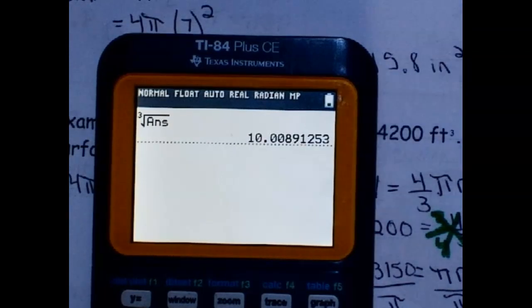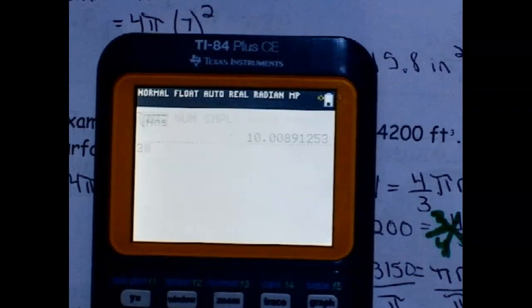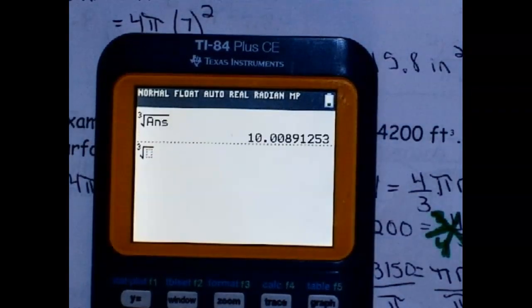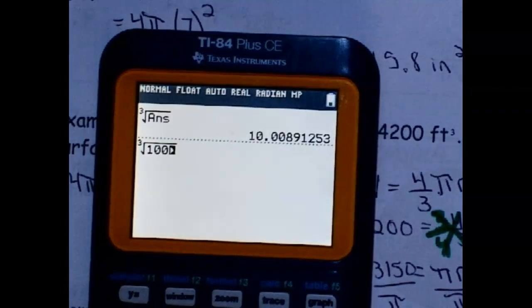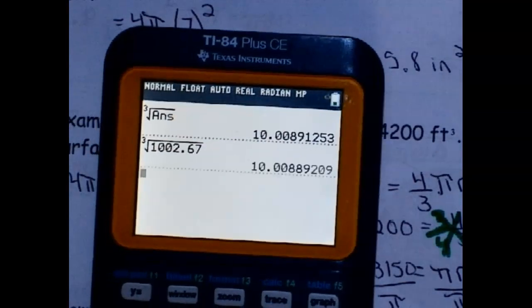Now again, if you don't like to use that answer button, we type in again that 3. You go and find that x to the n button. And you could type in your 1002.67, and again, coming up with something pretty close.